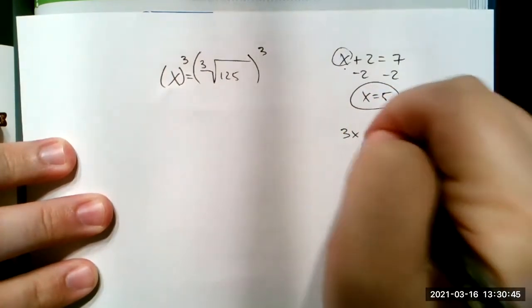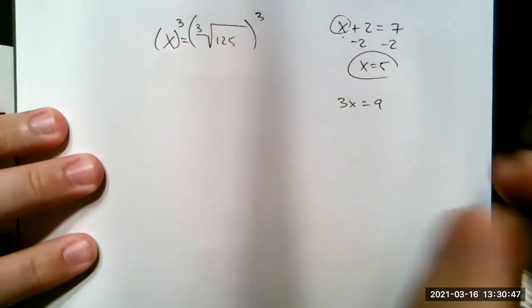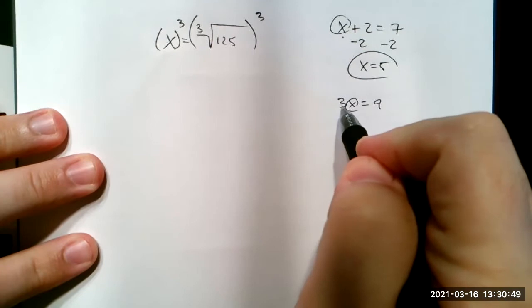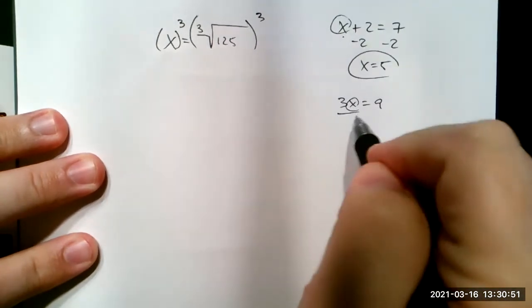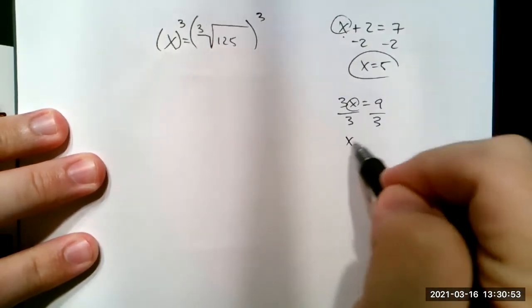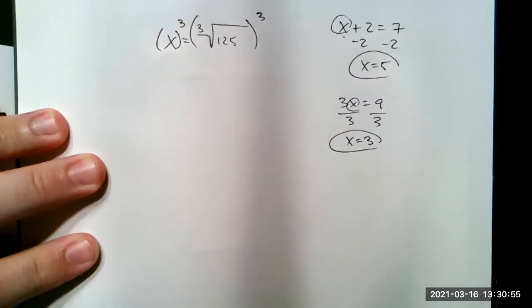Just like if I have something like this, 3x equals 9. What's happening to x is I'm multiplying it by 3. So the opposite of multiplication is division. So I need to divide both sides by 3 to get x by itself.